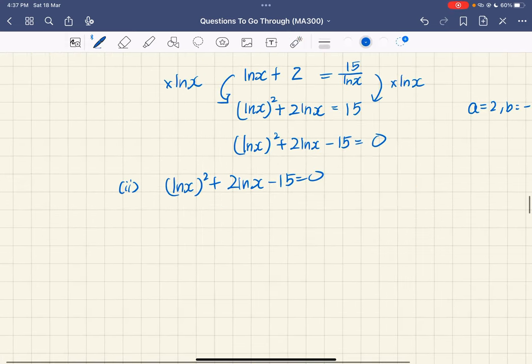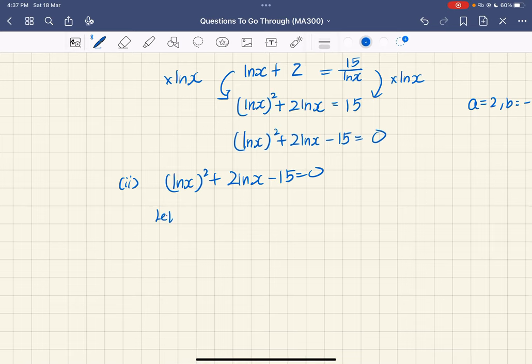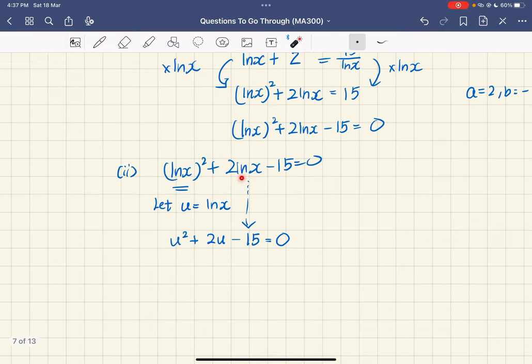So think of this as though I use a substitution. If I let, for example, u be equals to ln x, my equation right now becomes u squared plus 2u minus 15 equals to 0. This equation may look scary, but if I just replace ln x with u, you can see that solving this is equivalent to solving a quadratic equation. I factorize this easily. Just use a calculator or do it yourself. U equals to negative 5 or u equals to 3.